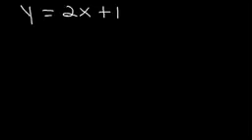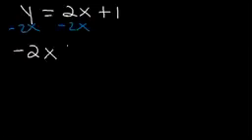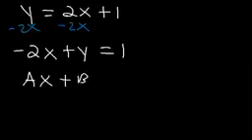Now to convert it to standard form, we simply need to get x and y on the left side of the equation. So let's subtract 2x from both sides. So therefore, the equation in standard form is negative 2x plus y is equal to 1. So now it's in ax plus by equals c form.